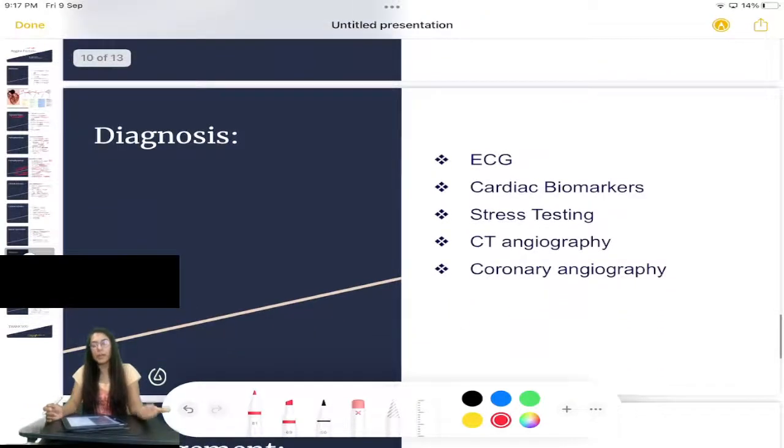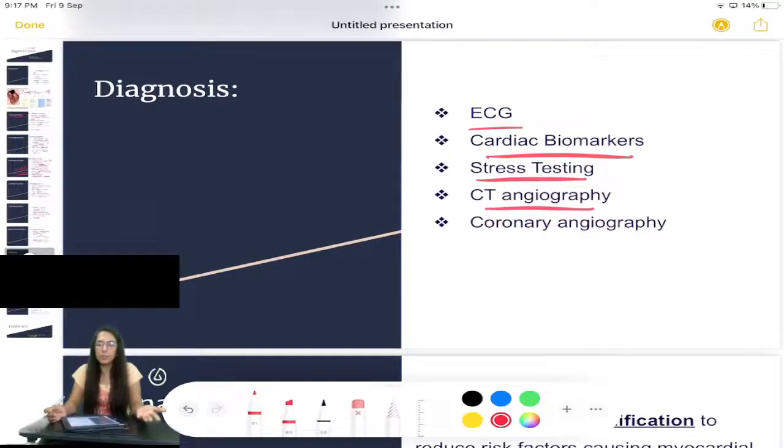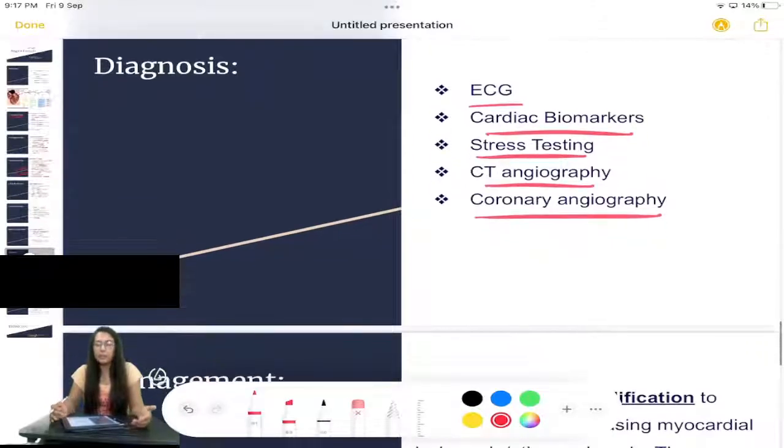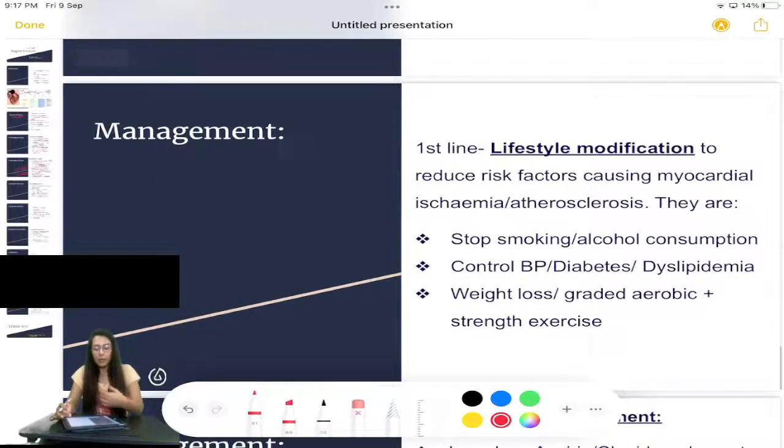For diagnosis you need ECG, obviously cardiac biomarkers, most commonly troponin T and I, stress testing, and CT angiography, which will give us an idea. It is a non-invasive angiography. It will give us an idea about the patency of coronary arteries. And last, if everything is normal and still the patient is complaining of chest pain, then we will plan coronary angiography.